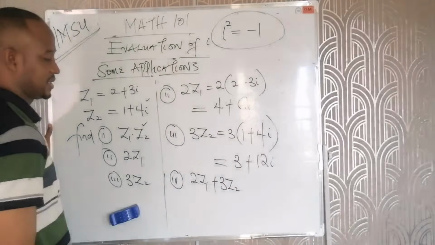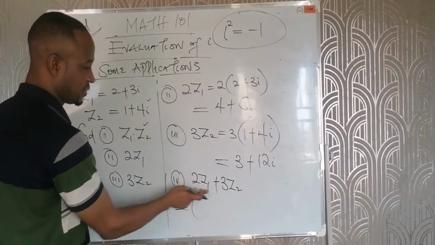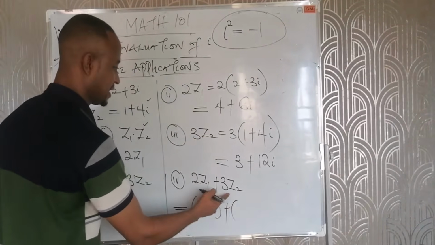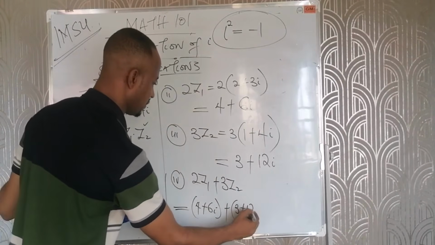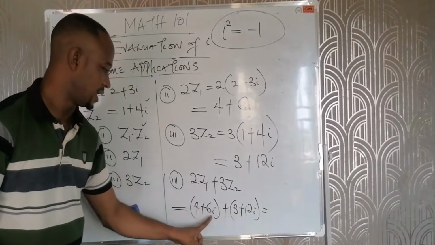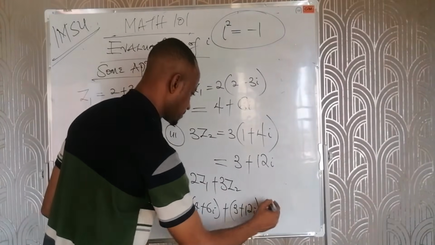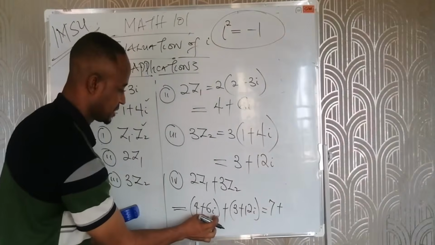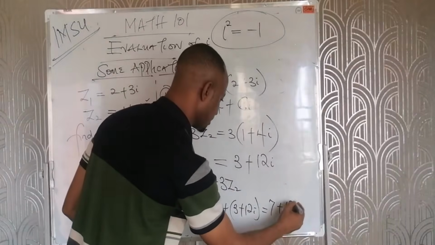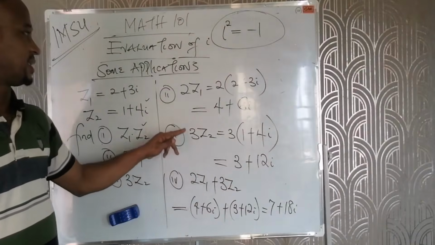Okay. What if we are asked to find, let's say, 2z1 plus 3z2? How do we solve for this? This is very simple. I'll bring out my 2z1, which is 4 plus 6i, right? Plus 3z2, which is 3 plus 12i. So in addition, don't forget, while adding, we add the real to the real, imaginary to imaginary. So 4 plus 3 will give us 7, plus 6i plus 12i. That will give us about 18i.